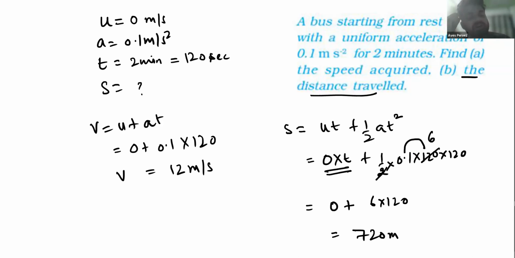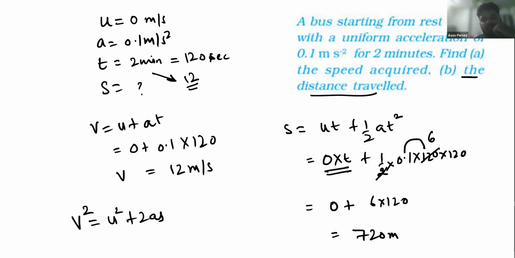Otherwise, you can do this. Let's consider one more thing. If you have calculated the speed, what is the final velocity you have calculated in this question? Final velocity 12 meters per second. So you can also use this 12, and you can use any one of the equations that has S. You can also calculate this by using this equation.